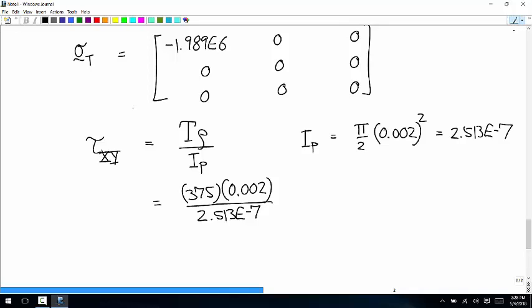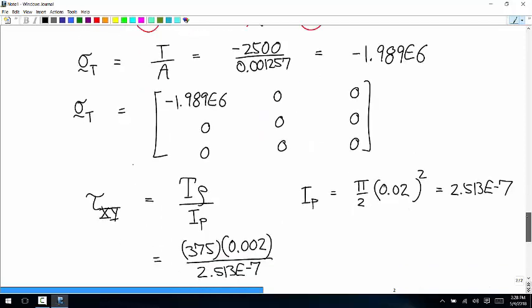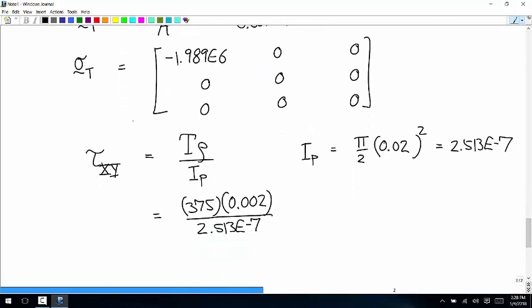Oh, not 0.002? I thought that sounded like a pretty skinny thing. Is that what I wrote up before? I guess, okay. And what do you get for that?